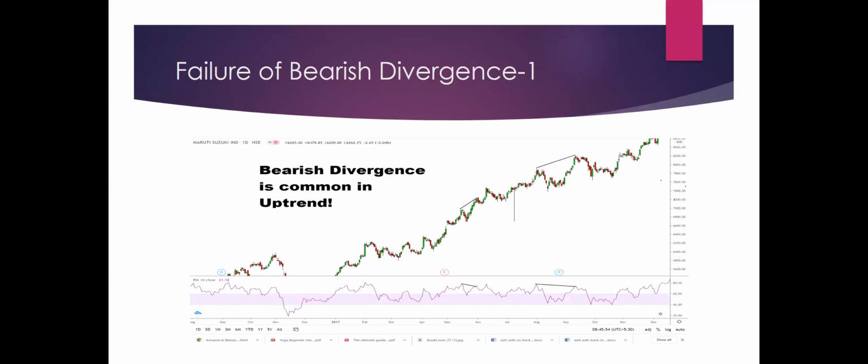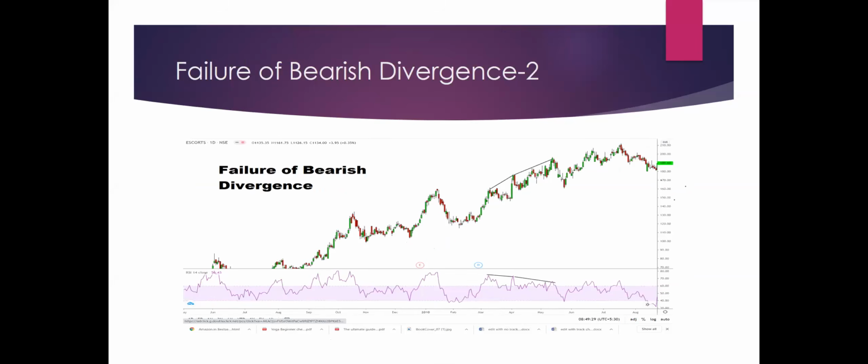See, this is a script of Maruti Suzuki. If you look at this Maruti Suzuki script, it is clearly in an uptrend. However, can you see a few bearish divergences? You can see two bearish divergences in this chart. If you had taken a short trade after seeing these bearish divergences, I'm definitely sure you would have lost the trade, and you would have lost some good money.